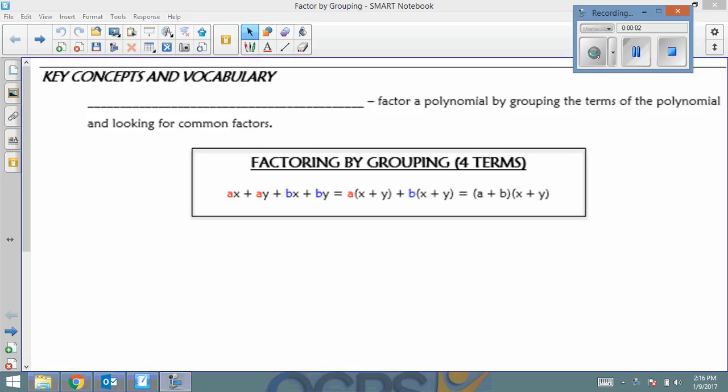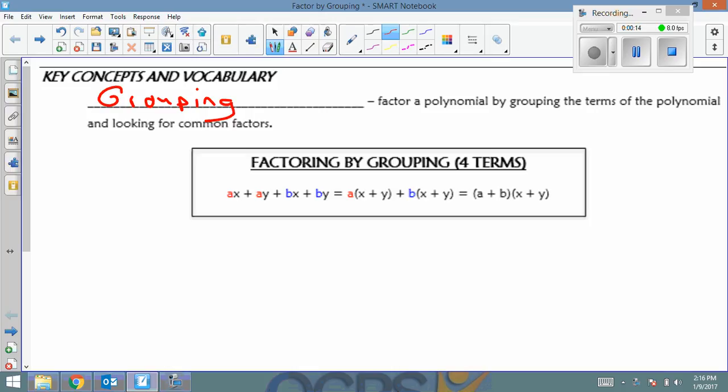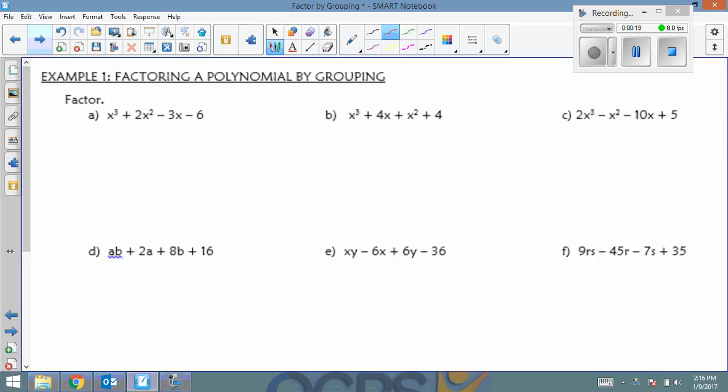Today we're going to talk about factoring by grouping, okay? And what it means, grouping, is just a way that we can factor polynomials. We group the polynomial and look for common factors, or GCFs. Okay, so we're going to do 6 examples today, okay?